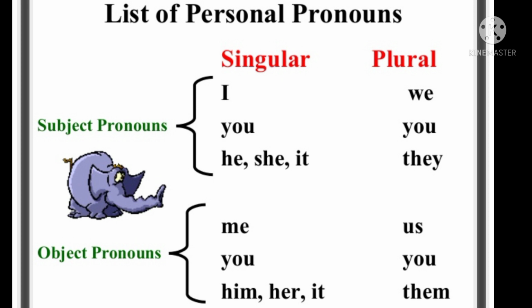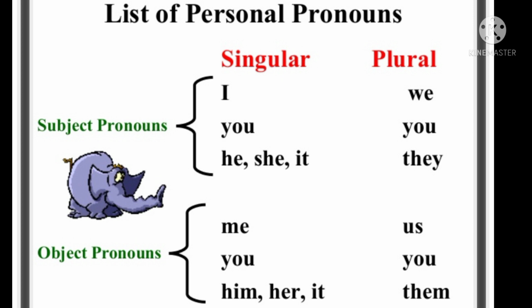So when it comes as the object of a sentence, the first person is me, that is singular, and its plural is us. And second person is you, its plural also you. Third person singular, him, her or it, its plural is them. Okay, please study it, children. You have to learn it by heart.